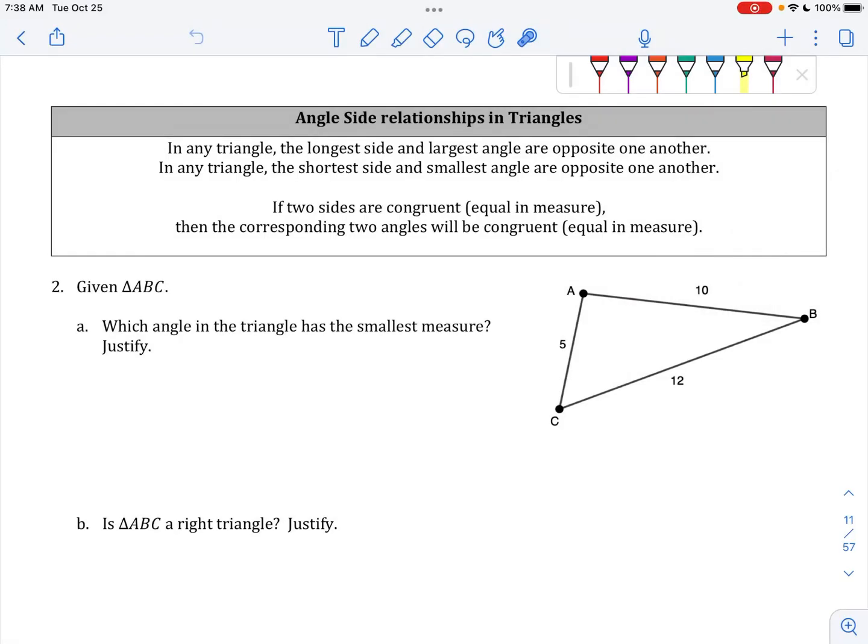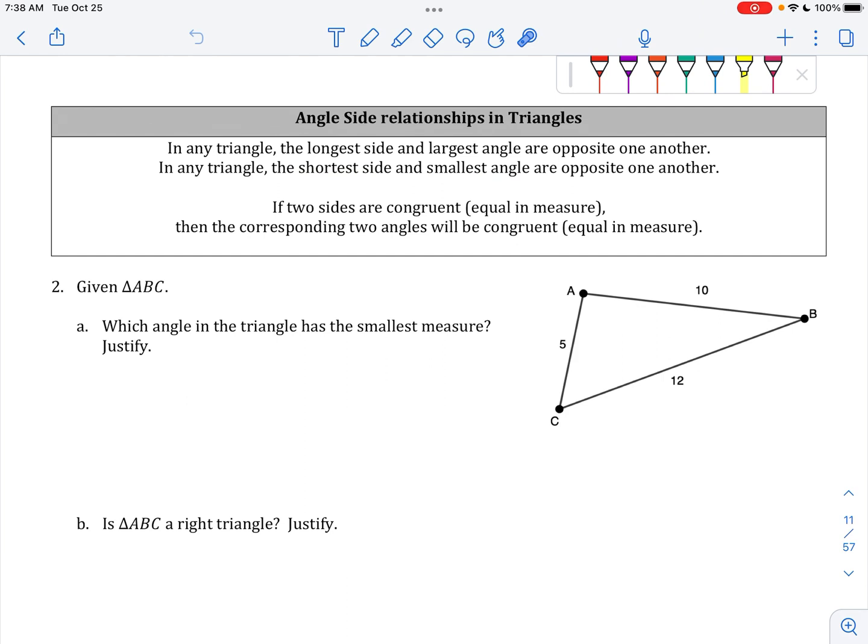All right, so one thing that we're going to talk about today is the angle-side relationships within a triangle. Although in this course we don't have enough knowledge to use sides to figure out angles and use angles to figure out sides right now, what we do know is that the longest side of a triangle and the largest angle in a triangle will always be opposite from one another. That's also true for the shortest side and the smallest angle. They will also be opposite one another.